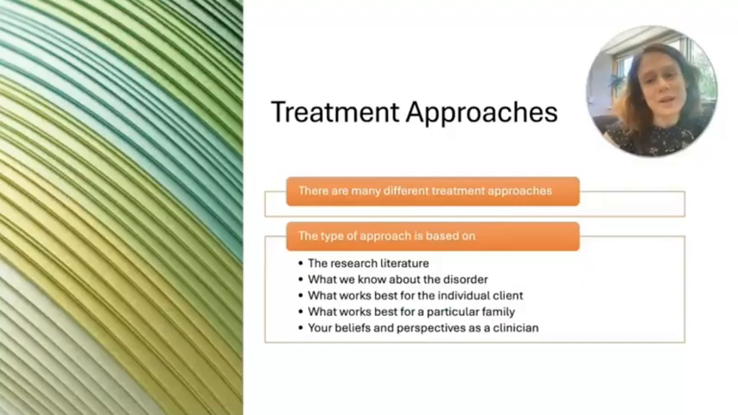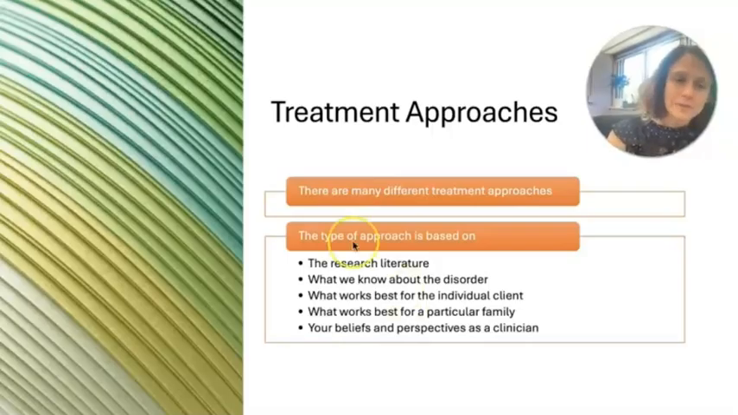Okay, so there are many different treatment approaches. You'll learn about some of those behavioral treatment approaches this semester. The type of approach that you might choose would be based on a lot of different things. Remember that evidence-based practice triangle. Well, those are some of the considerations for choosing a treatment approach. Is there evidence for it in the literature? What do you know about the actual client and their particular disorder and what works best for them? And then your beliefs and perspectives as a clinician. These are all the different sides of that EBP triangle.